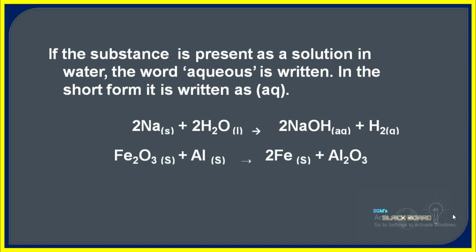Here is another example. Iron oxide, Fe2O3, is solid in state, so we state it as S, plus aluminium, also solid. Iron, also solid. And aluminium oxide, Al2O3, is also a solid.